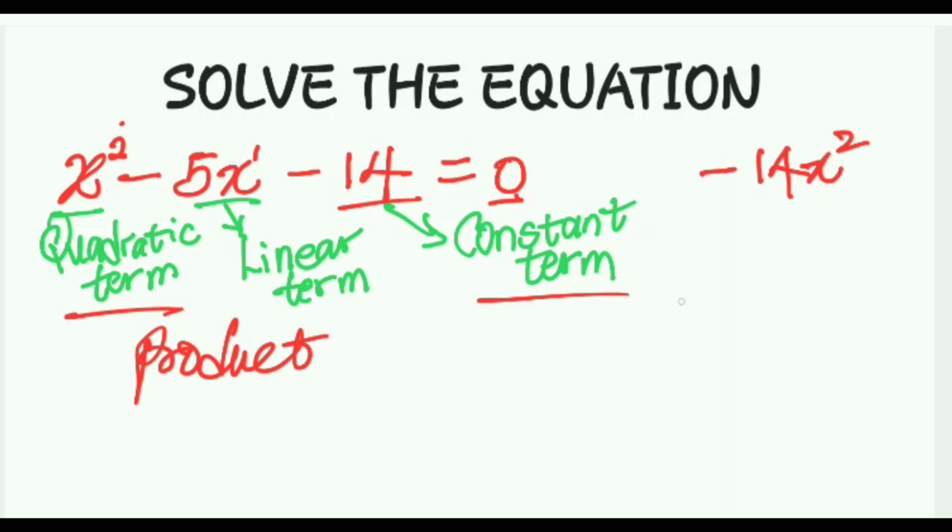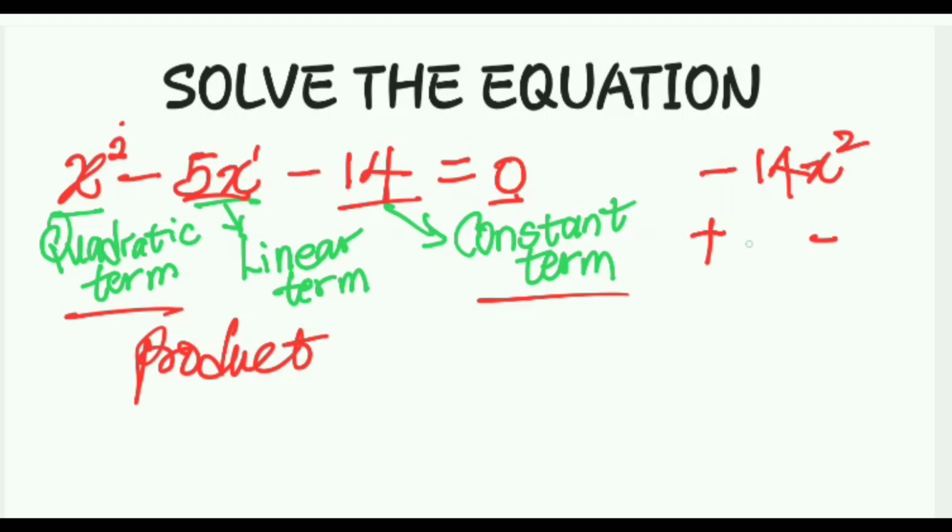The factors must fulfill condition 1: it must give us a product of minus 14x squared. And 2, a sum of minus 5x, which is the value of the linear term. Again, step 1, get a product of the quadratic term and the constant term, and that is minus 14x squared. When the product is negative, the two factors will have two different signs. One will be positive and the other will be negative. So let's think. Think of any two numbers that will give us a product of 14.